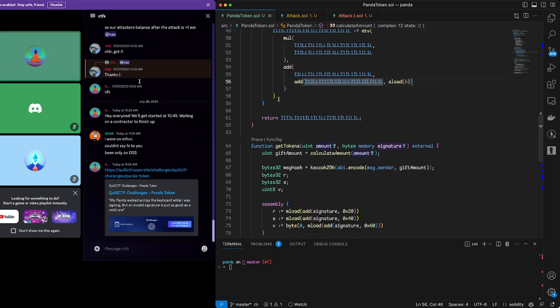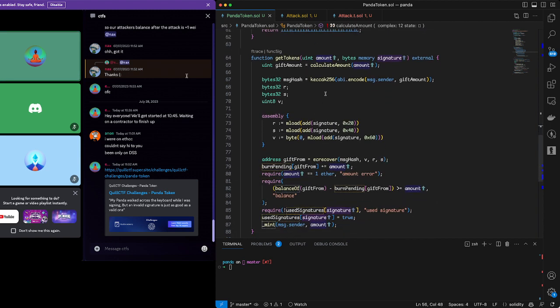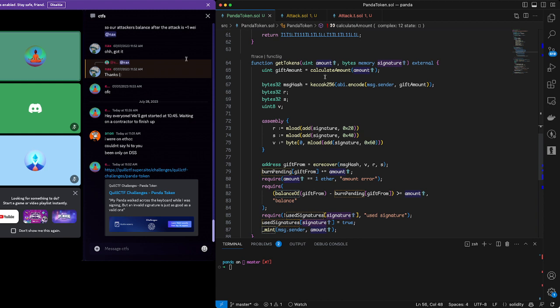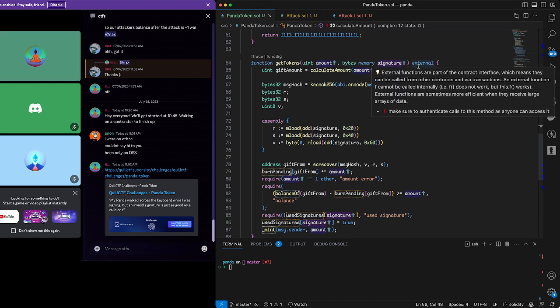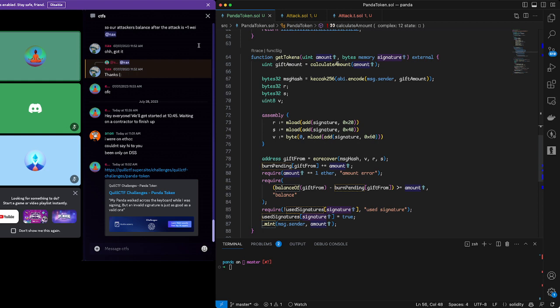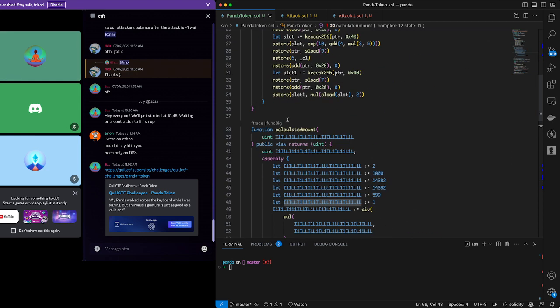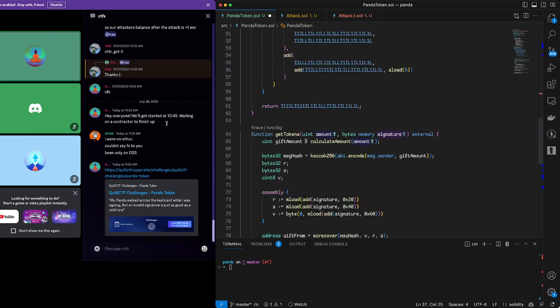All right, let's see. Get tokens. So this is probably a spot for us to be looking. You're inputting an amount and a signature. So it asks us, so we do need to know calculate amount. So we'll have to take a look here. I'm just going to add a note here. So we'll go back to that.